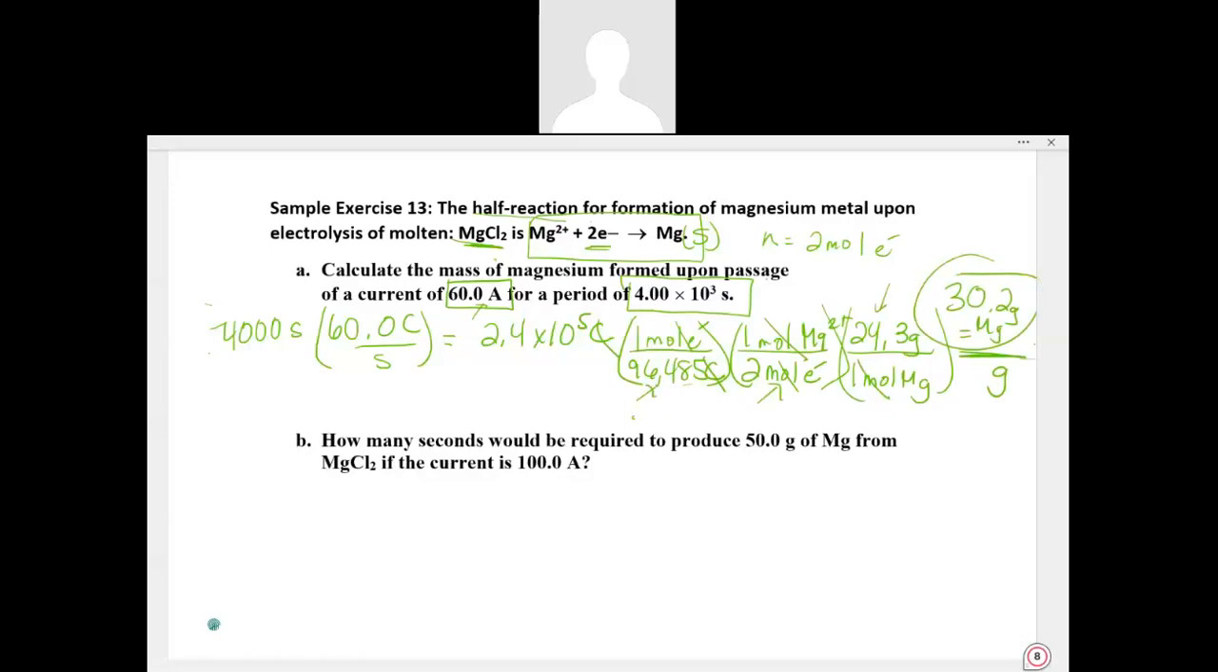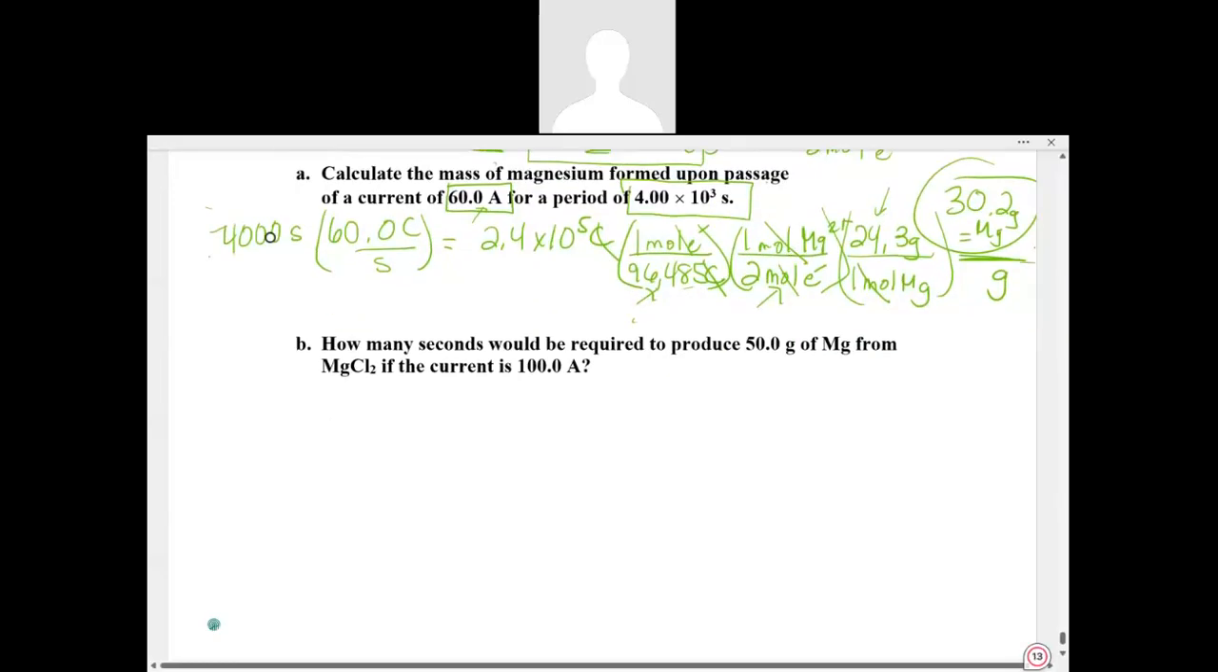Now in part B, we're going to solve for time if we're given our target amount of 50 grams of magnesium. We're going to use the same half reaction, but we're going to change the current now. We would know if the current was 60 that it would take 4,000 seconds for 30 grams. But now we're going to change the current, so we can't just do a ratio. So we're going to start with what we're given, the 50.0 grams of magnesium.